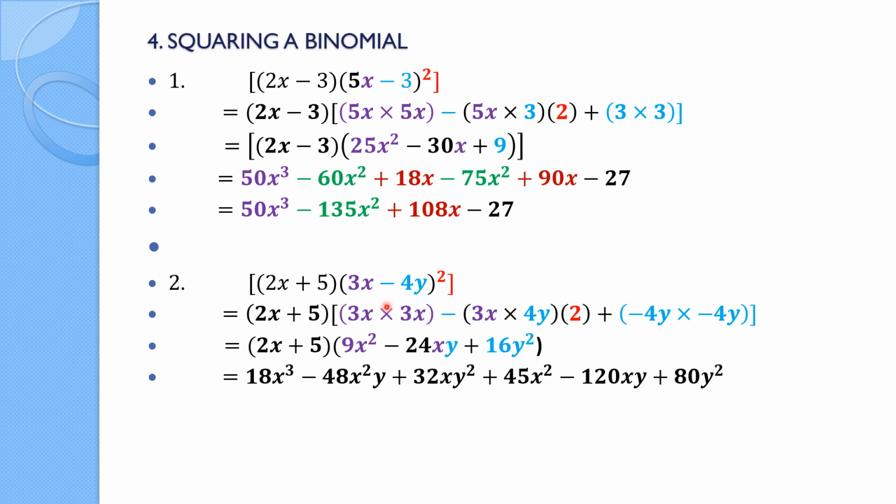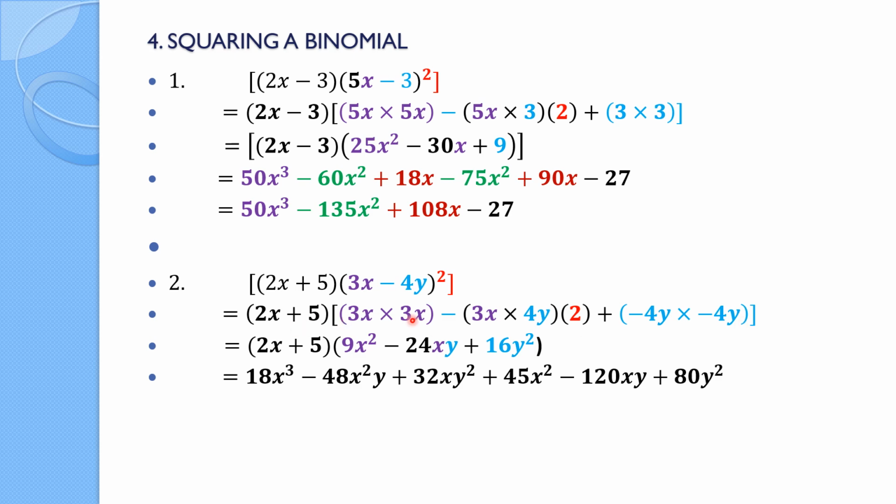Look at the second one. Again, I have 2x plus 5, but then I have 3x minus 4y all squared. So therefore, there I'm squaring a binomial. What am I trying to catch you out on? You're going to forget the middle term. And if you forget the middle term, you're going to get the sum wrong. Alright? So I hope you're getting it in your head. So I leave 2x plus 5 in the front. 3x times 3x. Then positive times negative, which gives me negative: 3x times 4y times 2. Negative times negative, which is technically positive. So minus 4y times minus 4y.